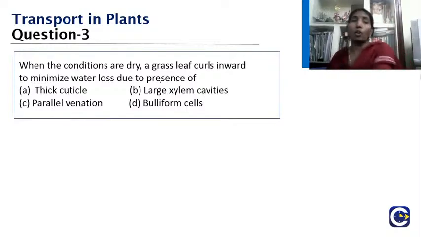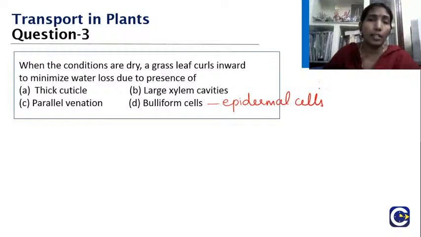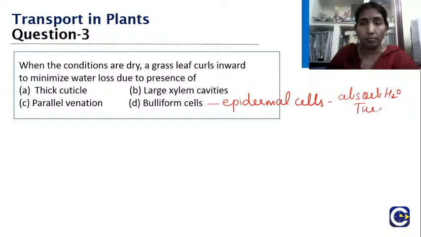So what should be your option? So we'll see what are bulliform cells. These bulliform cells, you see, are a sort of epidermal cells, right? Whenever there is enough water, what will happen? They will just absorb the water and become turgid, so that the leaves, whatever they are getting exposed to sunlight, and so the water loss will occur.